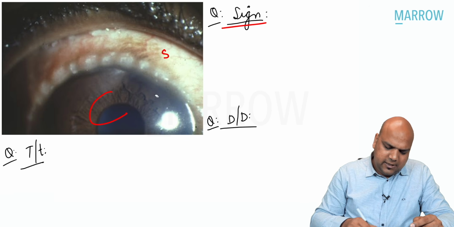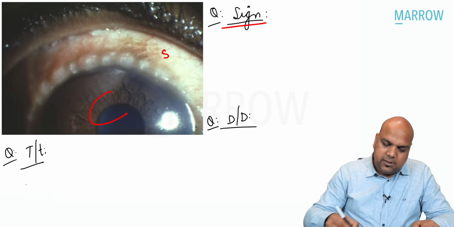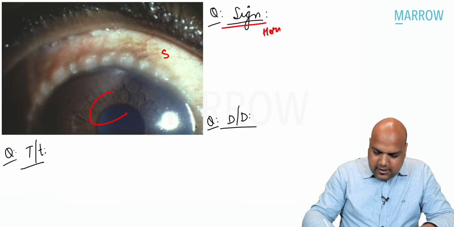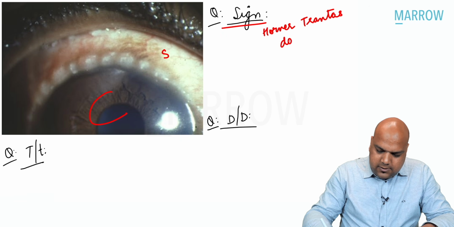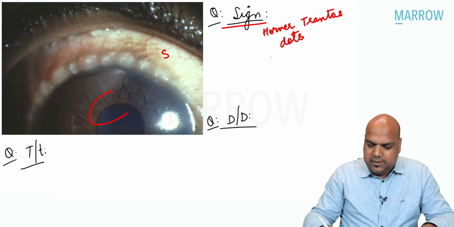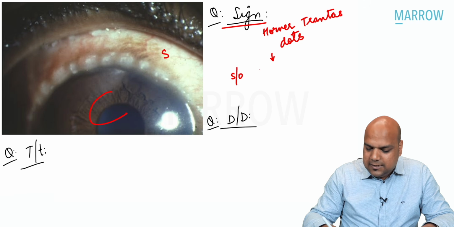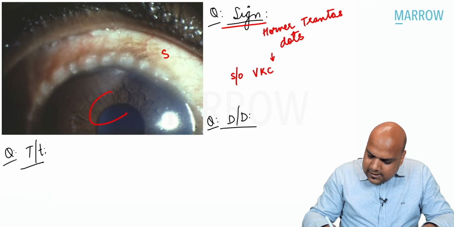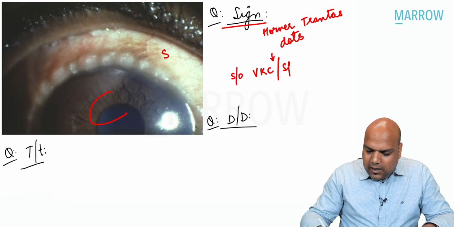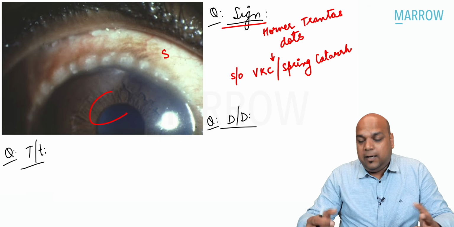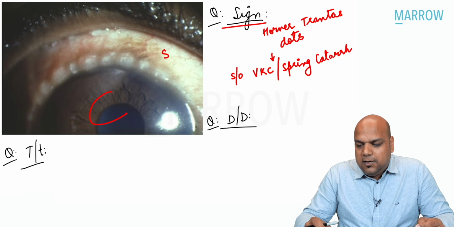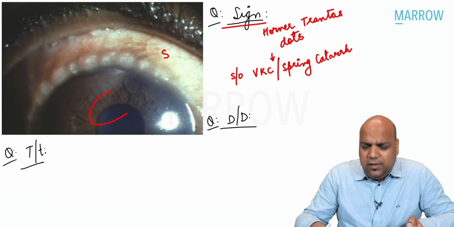What is the sign? Yes, guys, the sign is Horner-Trantas dots. Eosinophilic deposits, seen in which disease? Suggestive of VKC, spring catarrh. Vernal keratoconjunctivitis, also known as spring catarrh, is an allergic conjunctivitis, more common in spring and summer season, in boys 5 to 15 years of age.